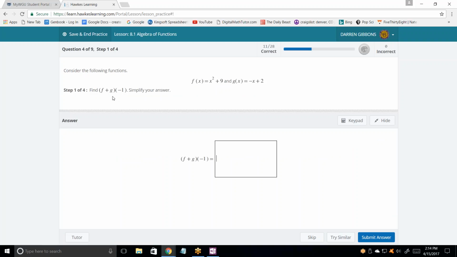f plus g times minus 1. Well, we just figured out how to do f plus g. Just add equal parts. So first of all, tell me what f plus g would be here. Yeah, I have no idea.